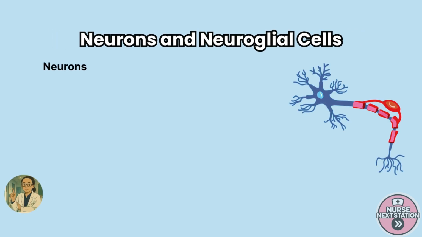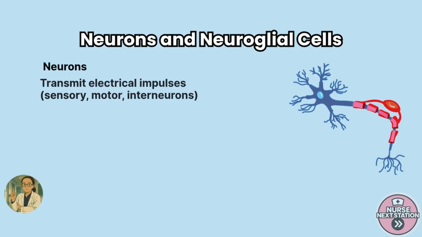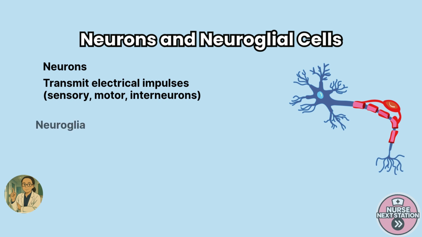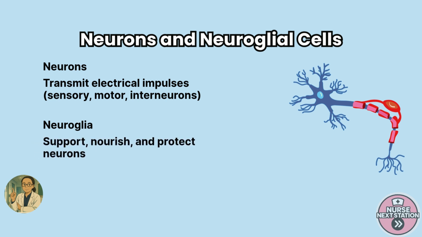Neurons are the basic units of the nervous system. They transmit messages through electrical impulses. There are sensory neurons, motor neurons, and interneurons. Neuroglial cells don't transmit impulses, but they support and protect neurons. Think of them as the nurses of the nervous system.